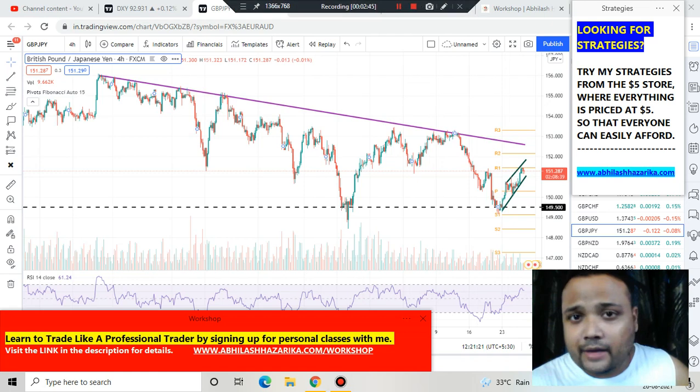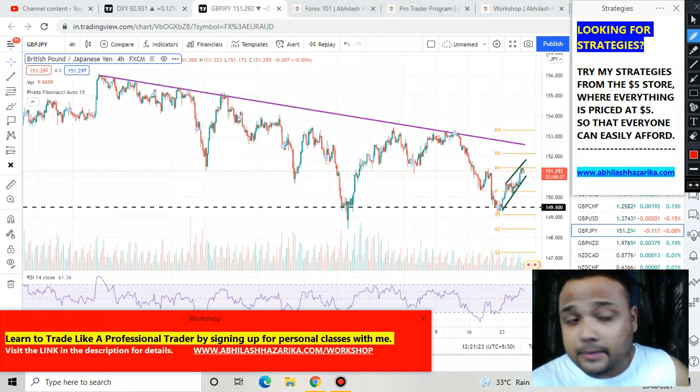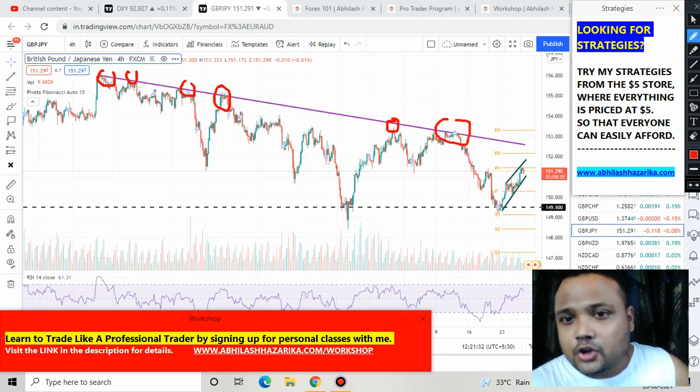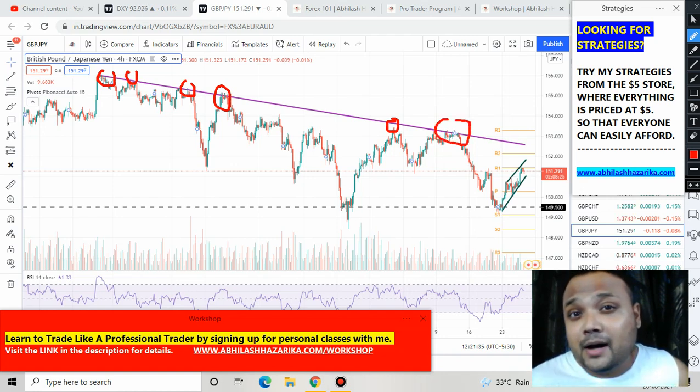You can see that whenever price was trying to go up, it was unable to do so, and it was facing severe selling pressure from above. Whenever price tried to go up, this trend line acted as a strong resistance and never allowed the market to go up.